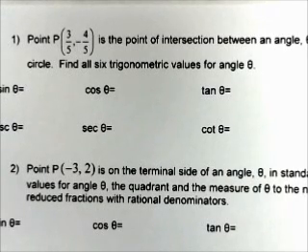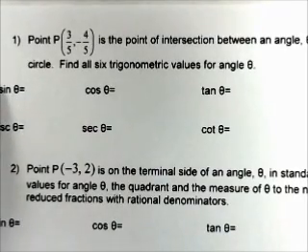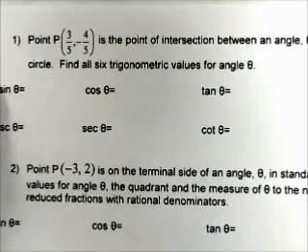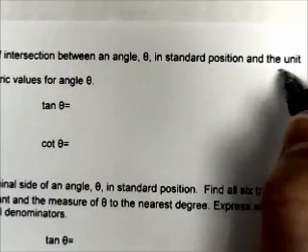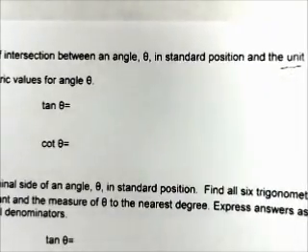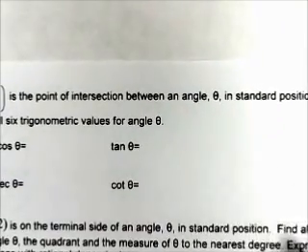Today I'm going to work through the 6 problems on the review sheet on Chapter 9. Number 1, point P having coordinates 3/5, -4/5 is a point of intersection between an angle theta in standard position and the unit circle. So in other words, our point is on the unit circle.